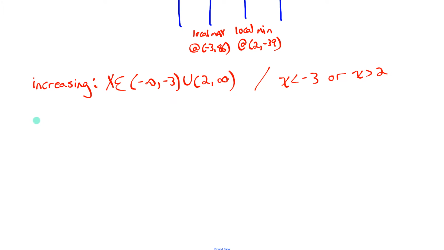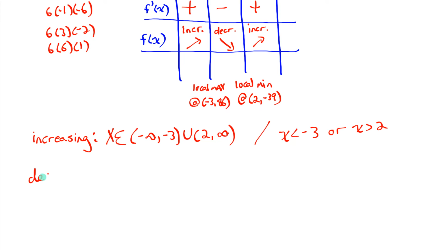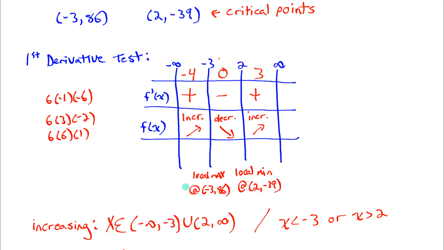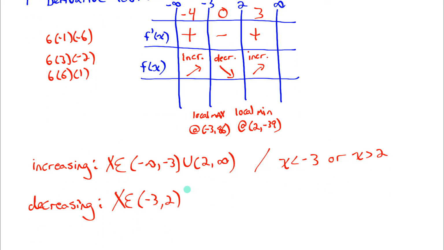The decreasing interval, well, there was only one interval where the function was decreasing. It was between -3 and 2, the function was decreasing. You can write it as the function is decreasing when x is an element of numbers between -3 and 2. And notice I'm using round brackets at each number. That indicates the number is not included, because the function isn't increasing or decreasing at the critical numbers, it actually has a slope of 0 at those critical numbers. So you could write it this way, or you could just say x is between -3 and 2 using inequality signs.